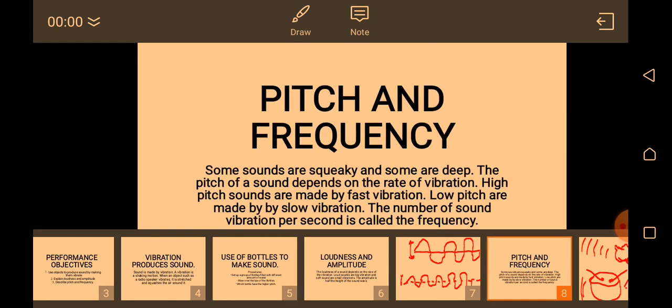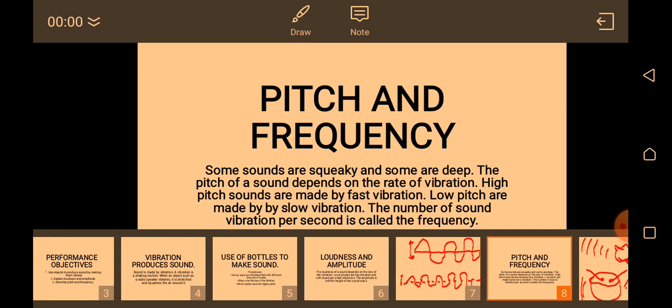So I said some sounds are squeaky and some are deep. When I said some sounds are squeaky, that means it is producing a high pitch. The sound is very high, and some that are deep are producing a low pitch. The pitch of a sound also depends on the rate of vibration.